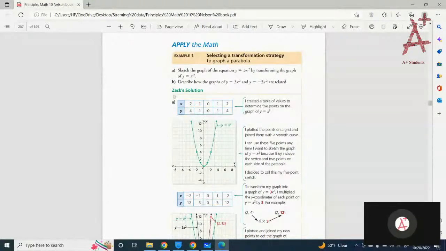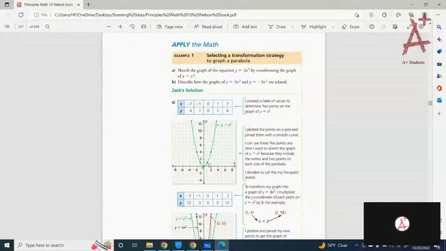Here are the points for y equals x square. X is negative 2, y is 4. X is negative 1, y is 1. X is 0, y is 0. X is 1, y is 1. X is 2, y is 4. These are the points for y equals x square. Here you can see the graph. This is the graph. All the points are plotted. And here is the graph for y equals x square.